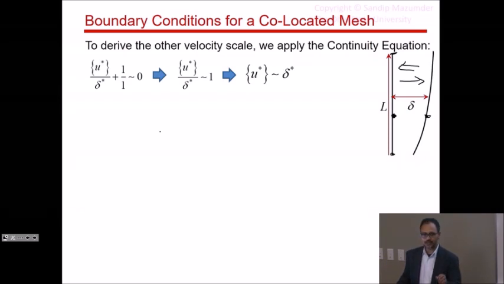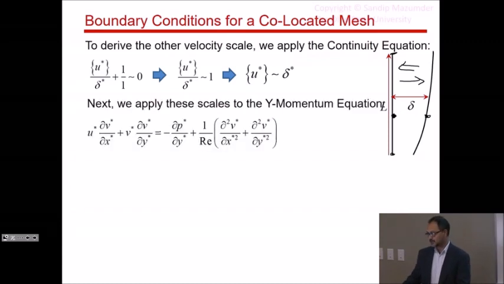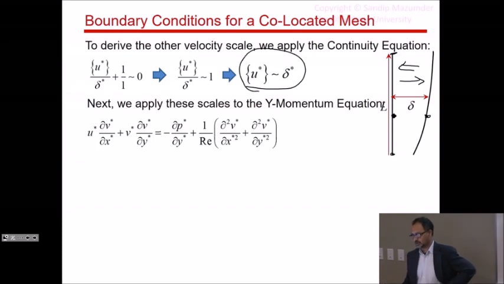Okay, again, these are non-dimensional numbers, remember. This does not mean that velocity is equal to the same magnitude as length. Okay, both delta star and u star are non-dimensional quantities. Okay, so that's our conclusion from the continuity equation. Next, we apply the same scales to the x momentum equation. Okay, so here's our x momentum equation, non-dimensional form.